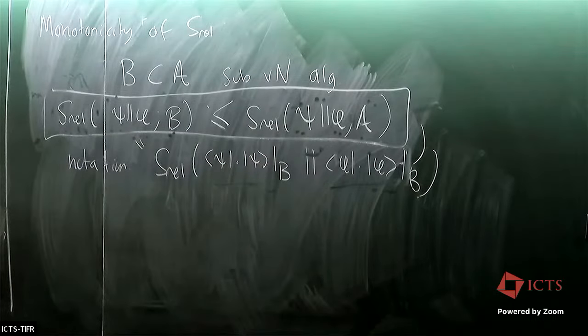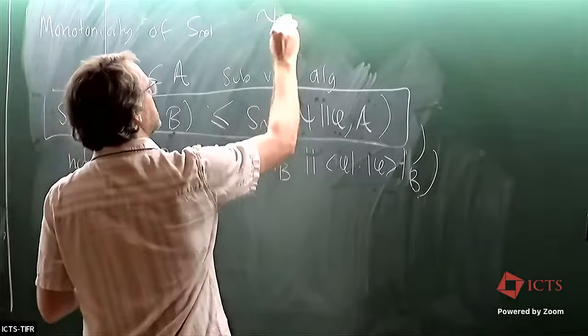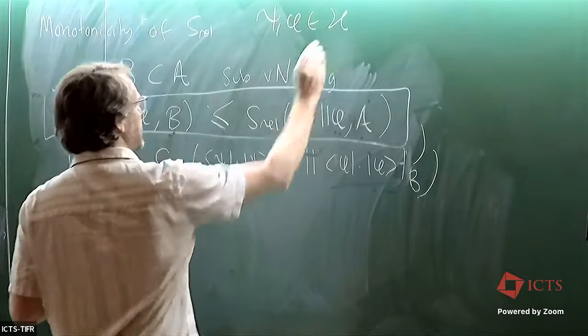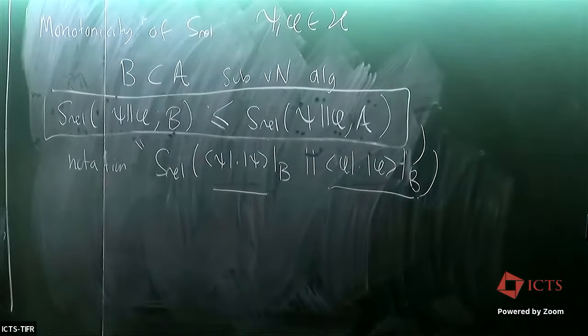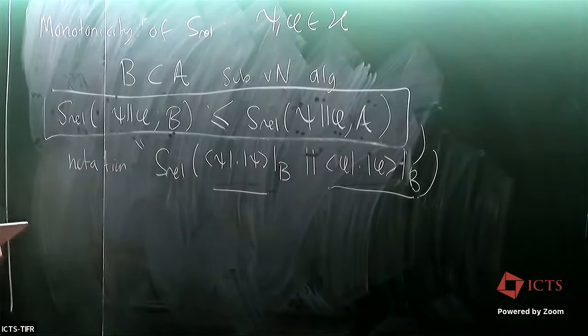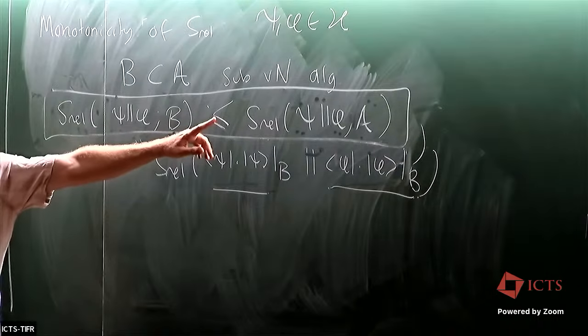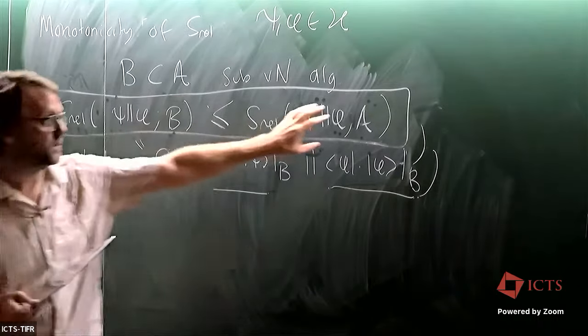Psi is a vector in the Hilbert space, a purification, right? And I can take that vector and I can restrict it to the subalgebra B or A. When I restrict, I get different states, and so this is different. Okay, so this is the difference here, the B and the A.